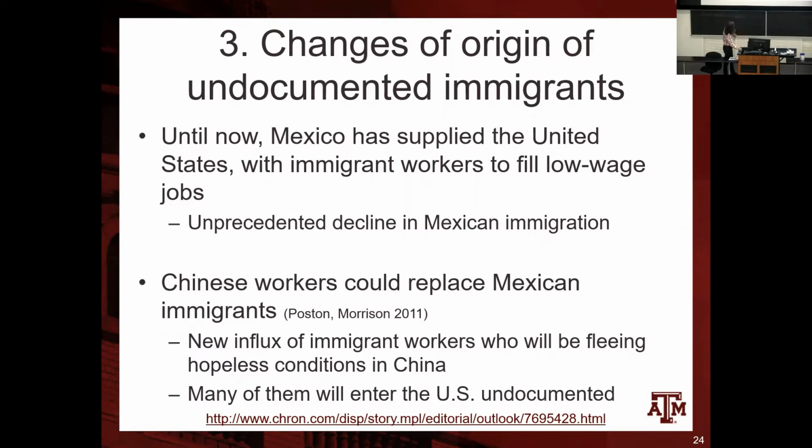So this new influx of immigrant workers who will be fleeing hopeless conditions in China, they might replace these previous workers with lower levels of education, lower levels of job skills in the labor market. So one of his main hypotheses for these next decades is that these Chinese workers might replace the previous undocumented immigrants in the labor market, right? So there is a lot of stuff going on there, right? Whenever you're talking about immigration, we have to think about what's going on in the sending countries and also what's going on in the receiving countries in the US.